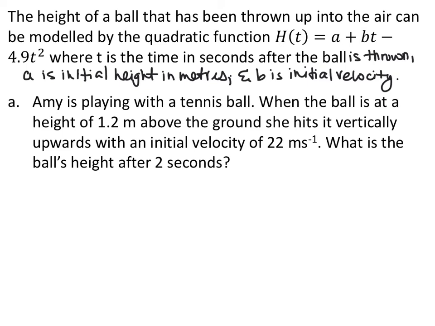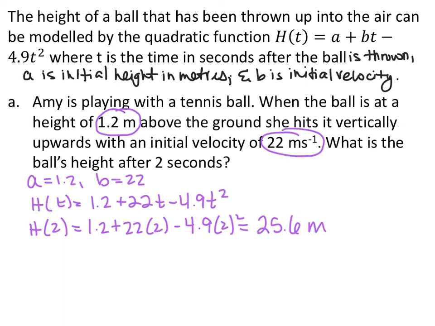What is the ball's height after the 2 seconds? So here we have the initial height, and here we have the initial velocity. So you can use this information to find h of t and then find the height. So go ahead and pause the video and try that. So if I plug this in the calculator, again, A is 1.2 because it's the initial height, and B is 22 because it's the initial velocity. So you end up with 1.2 plus 22t minus 4.9t squared, where t is 2. And so you end up with the height after 2 seconds is 25.6 meters.